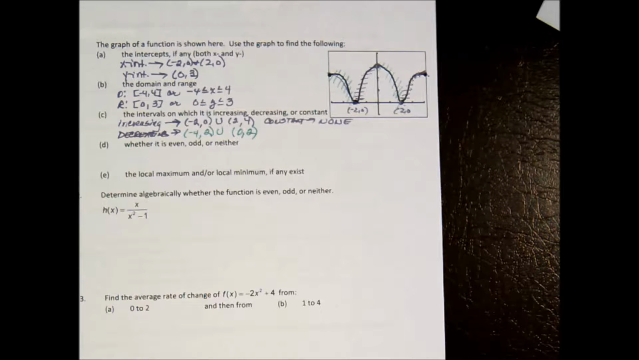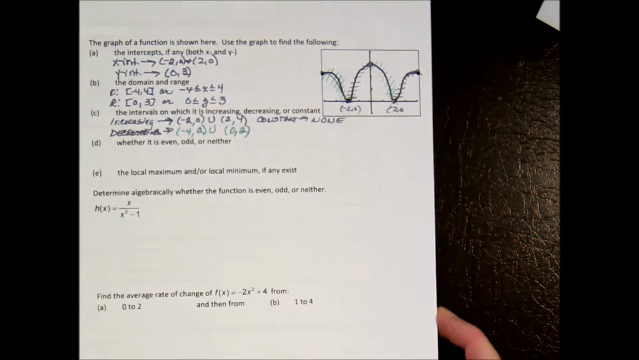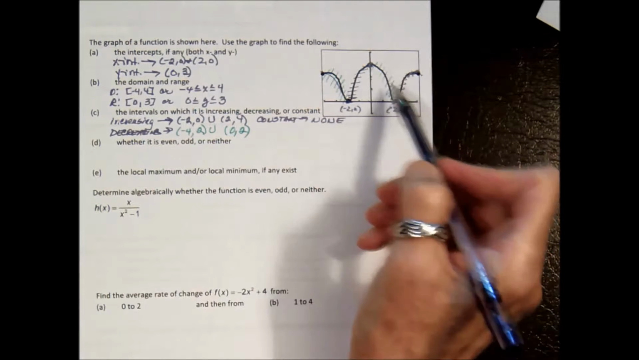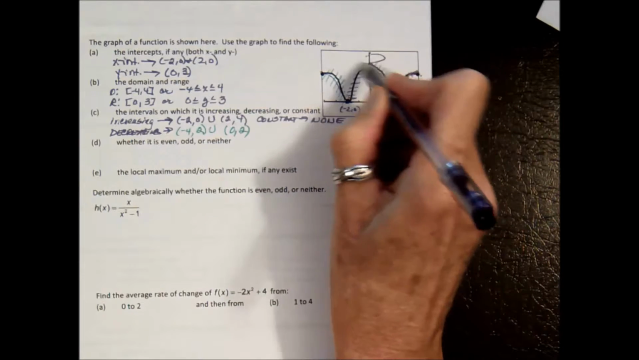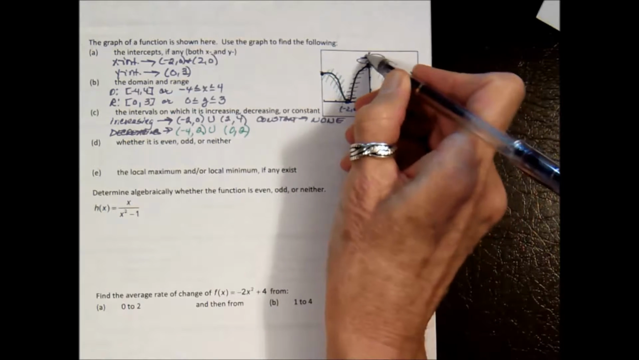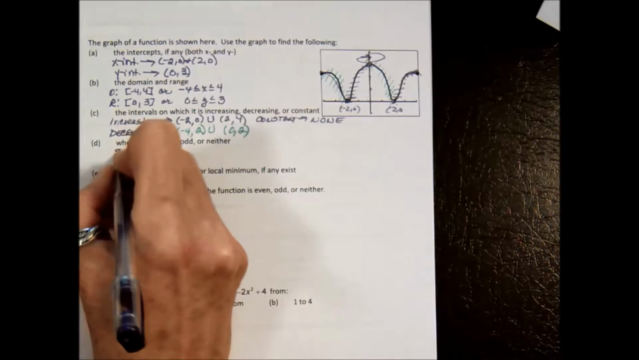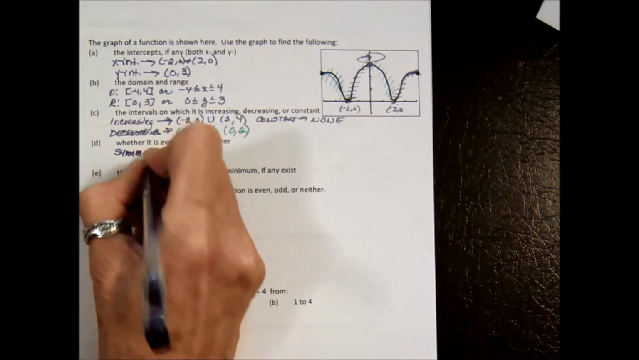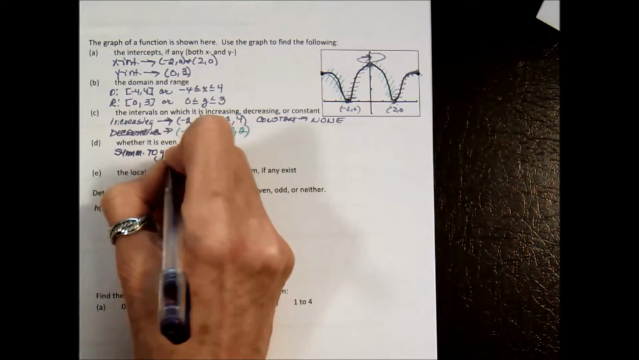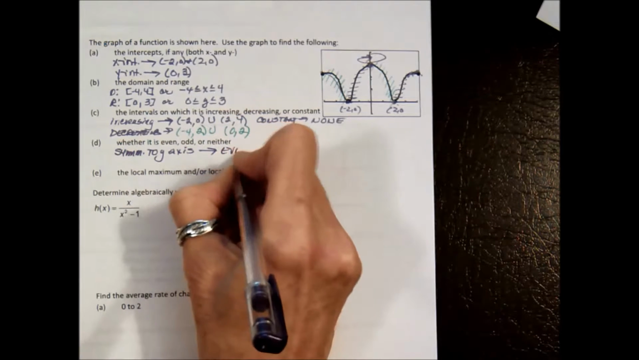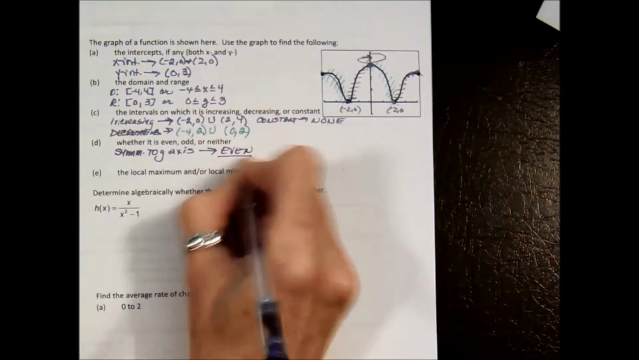Now we have to determine if it is even, odd, or neither, and this one we're really just going to do by inspection. And as you can see, it is actually symmetric across the y-axis. So since it is symmetric to the y-axis, that makes our function even. So it is an even function.